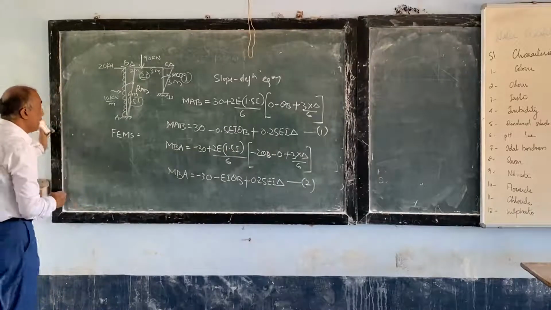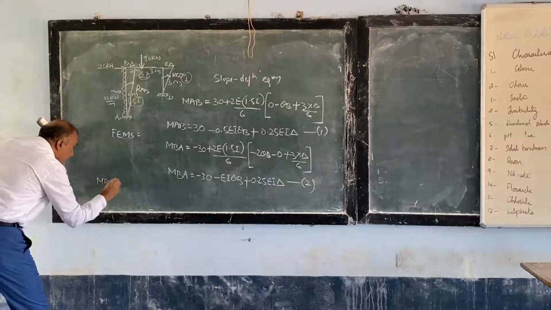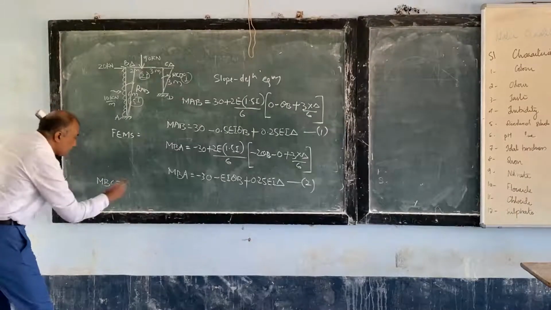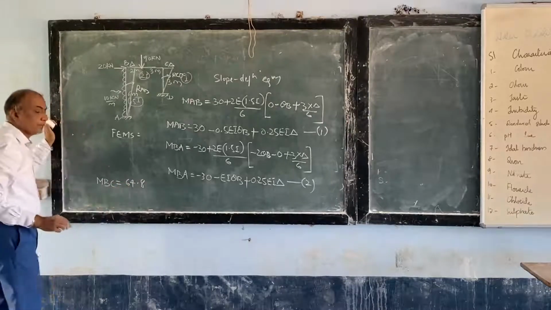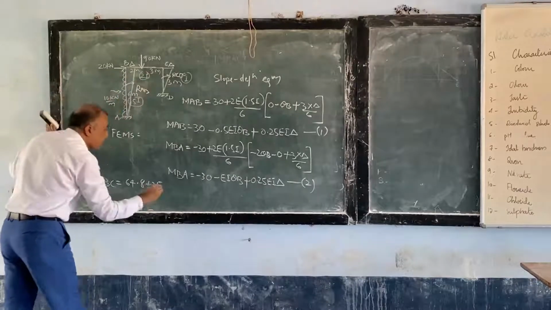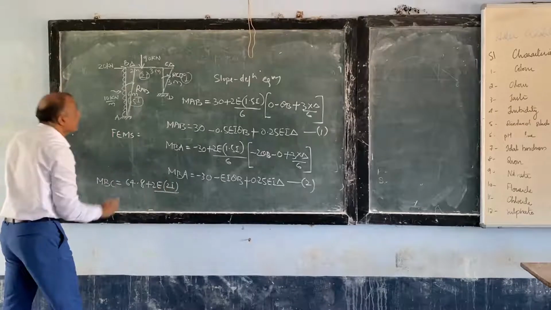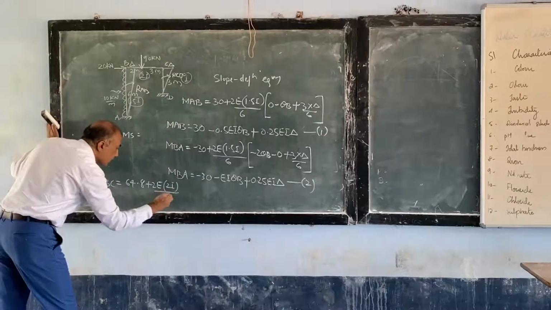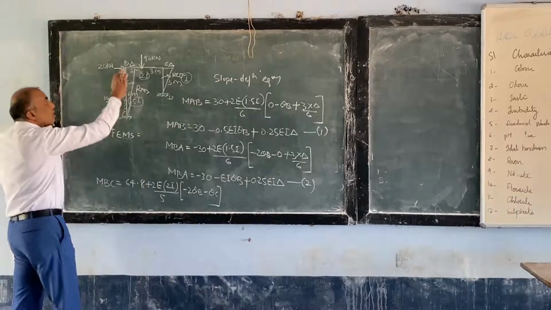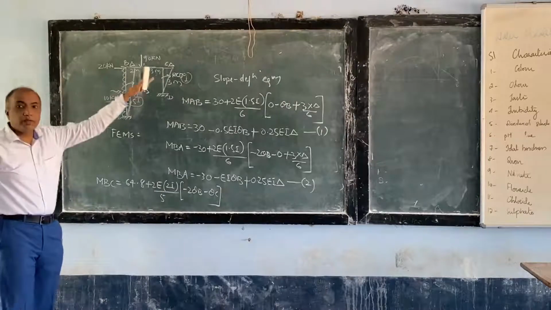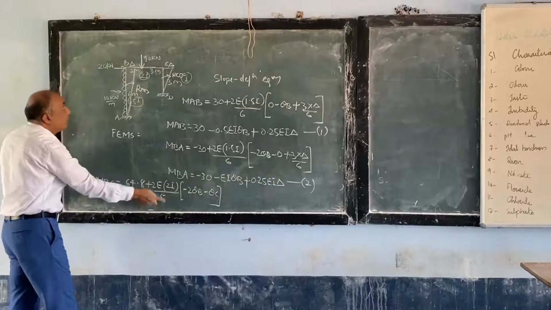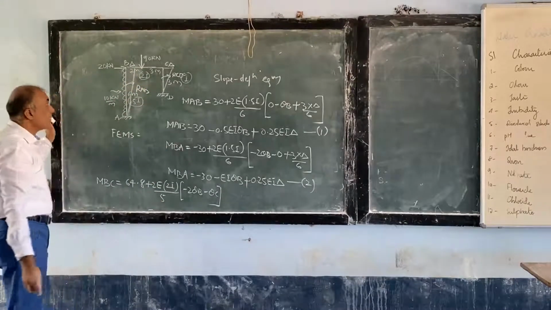MBA is over. Now I will write down MBC. MBC, MFBC, how much is MFBC usually? 64.8 plus 2E into 2I divided by L. L is how much? 5 meters. Minus 2 theta B minus theta C. That's all. R will not be there because this member is not going to rotate. The joints B and C only will translate. So MBC is MFBC plus 2EI upon L, I is 2I, into bracket minus 2 theta B minus theta C.